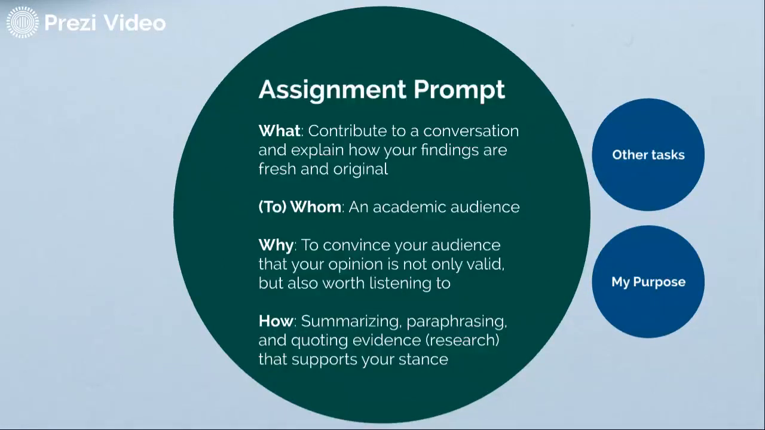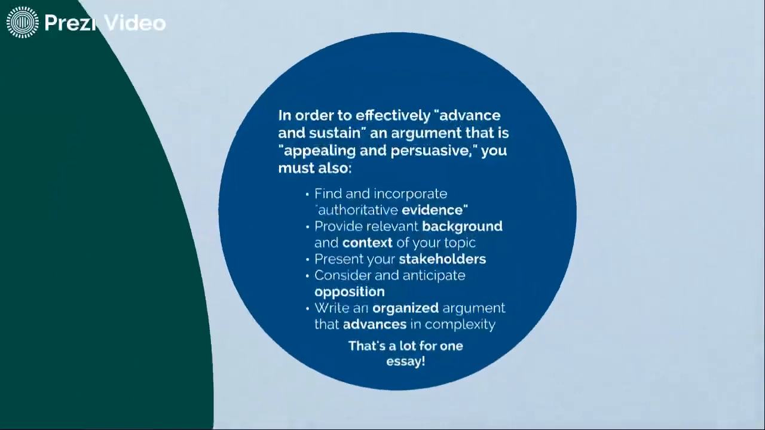So since this presentation is focused on the English 102 research essay, I have pulled particular quotes and information from the assignment prompt itself. This assignment prompt asks you to contribute to a conversation and explain how your findings are fresh and original. It also asks you to communicate to an academic audience for the purpose of convincing your audience that your opinion is not only valid, but also worth listening to. Finally, it asks you to do this by summarizing, paraphrasing, and quoting evidence or research that supports your stance. But what does this mean exactly?